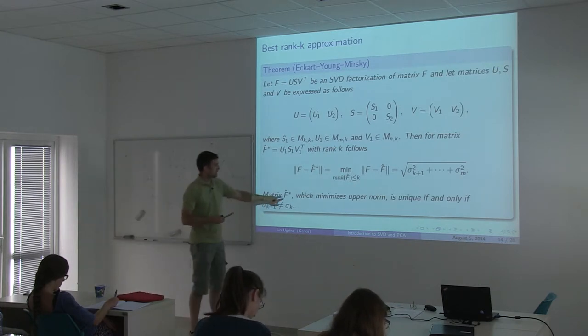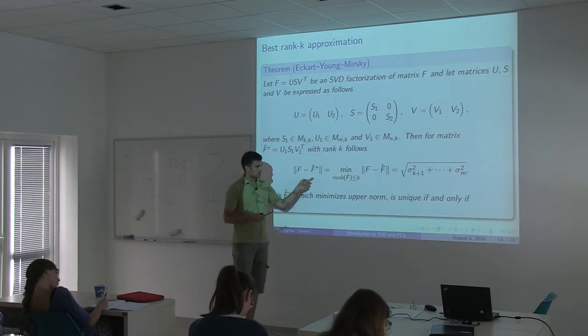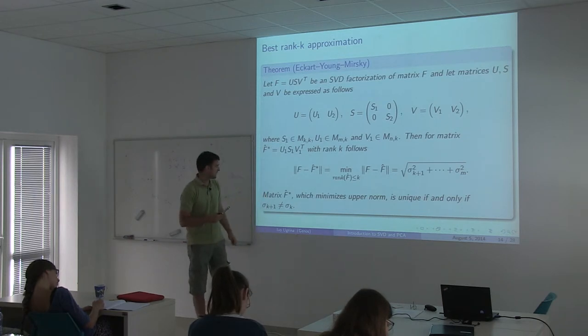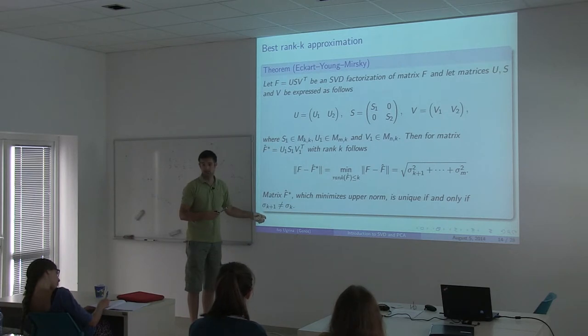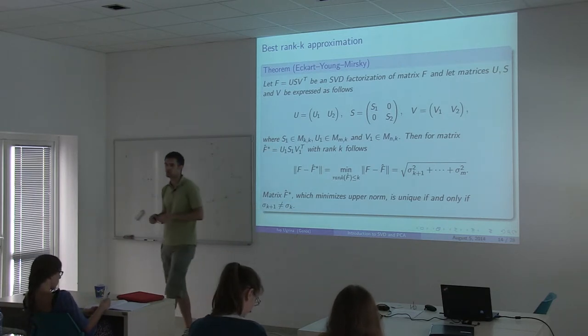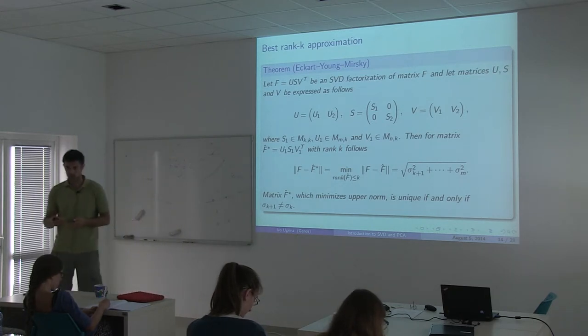This matrix, which is created by SVD and minimizes the norm here, is unique if and only if sigma k is different than sigma k plus 1. This really isn't that important for you, but you should know that sometimes you can get more different solutions.